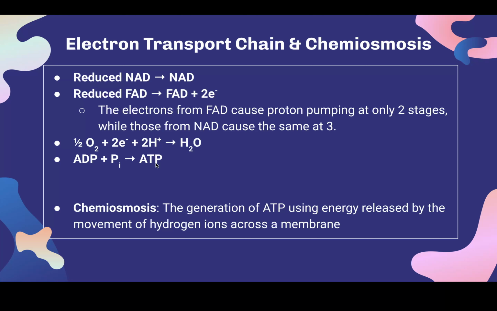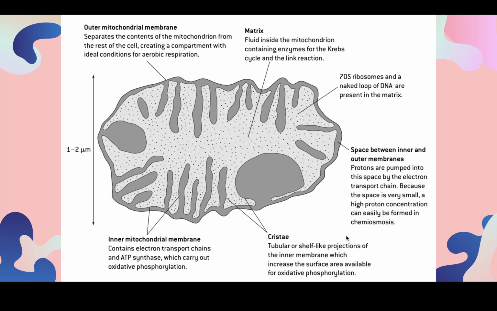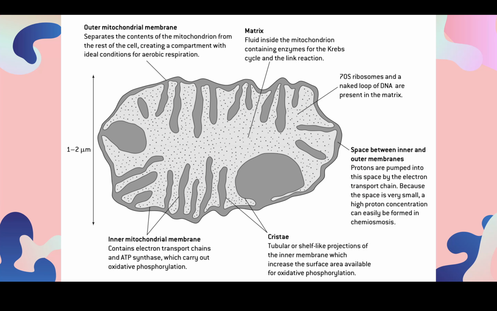Chemiosmosis is basically the generation of ATP using energy released by the movement of hydrogen across a membrane, which is what happens here. The energy is used by the ATP synthase to form the ATP. Okay, now I think this is the last before we go. Oh no, okay, there's one more. And then we'll go into a break, and then I'll do photosynthesis.